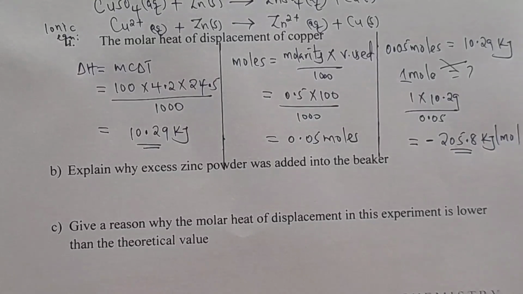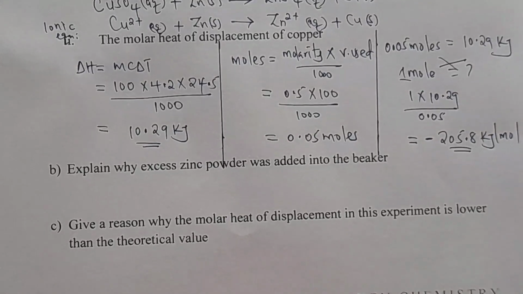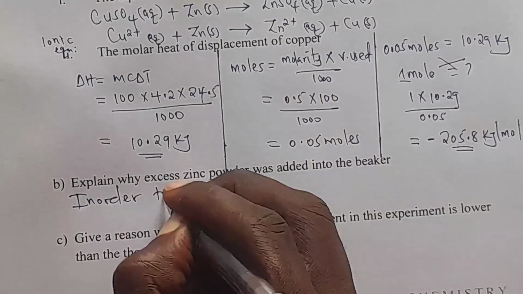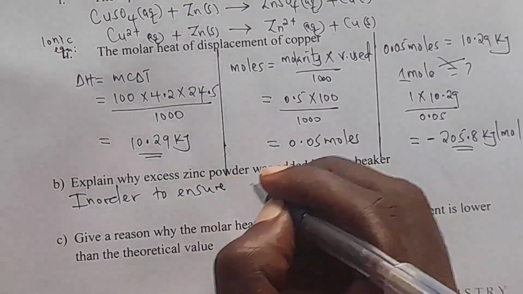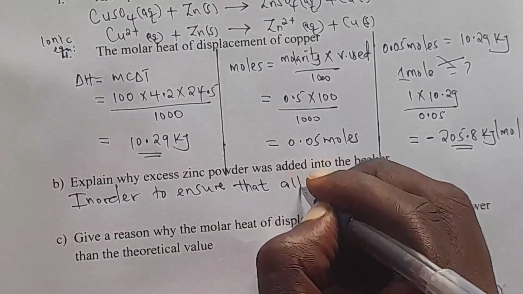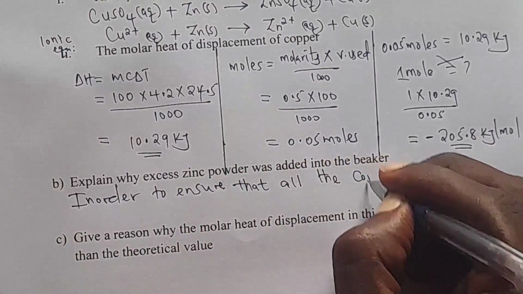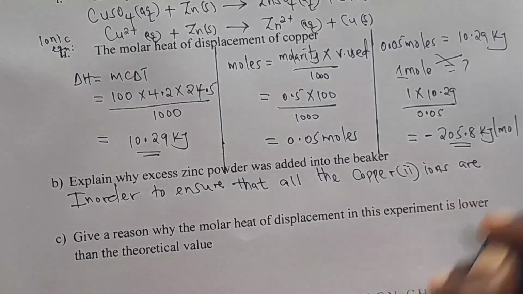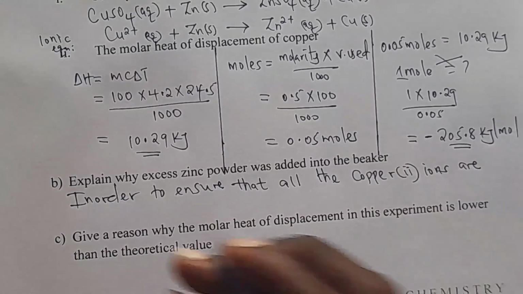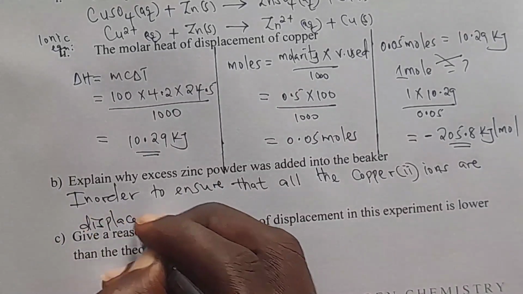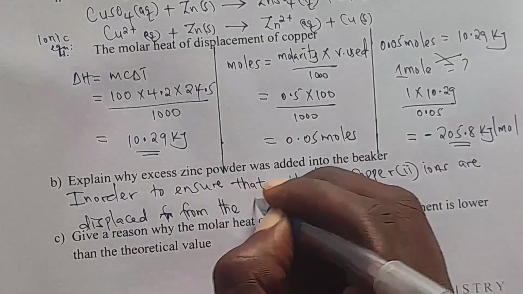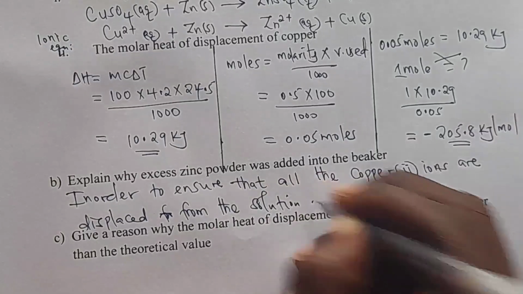Part B, we are told to explain why excess zinc powder was added into the beaker. This is a displacement reaction. So the answer will be in order to completely react with the copper(II) ions. So we are going to say, in order to ensure that all the copper(II) ions are displaced from the solution by the zinc powder.